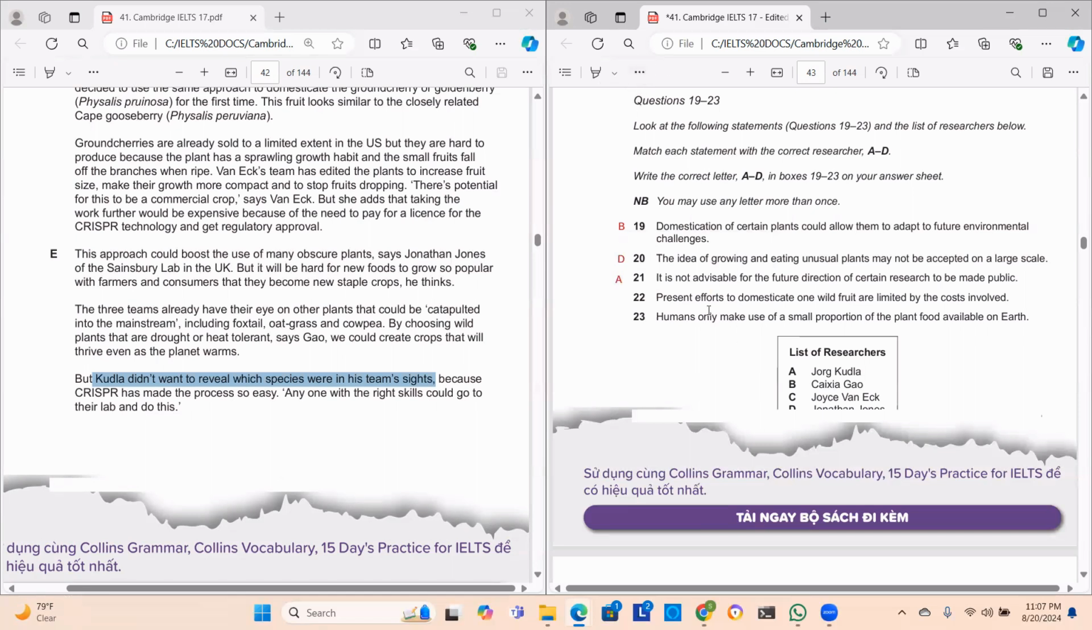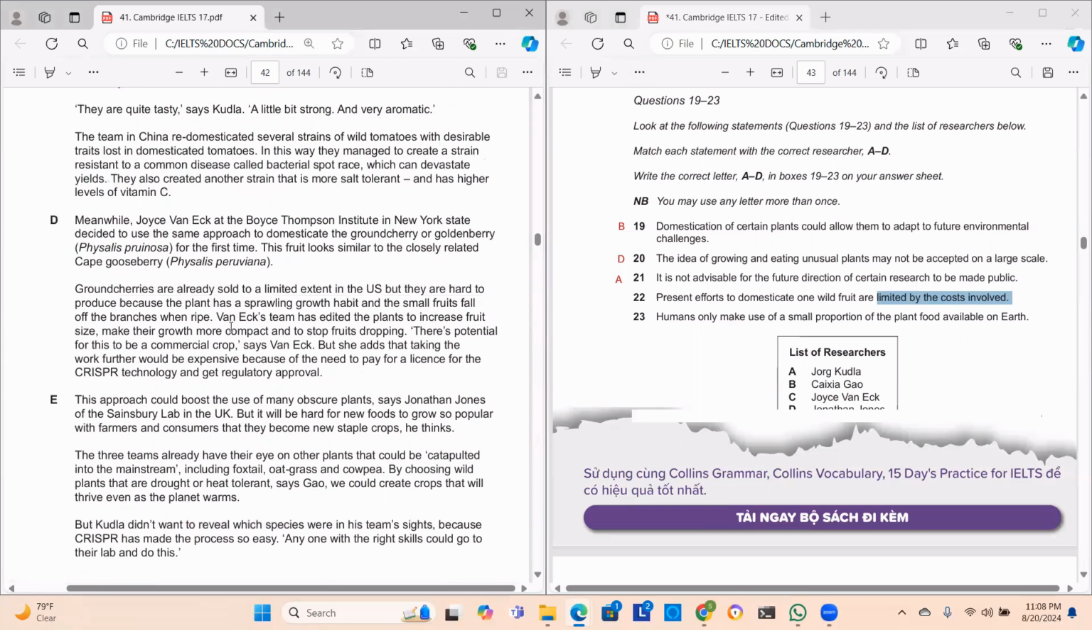Next, present efforts to domesticate one wild fruit are limited by the costs involved. Okay. Did we read anything about the costs involved somewhere? We read it, right? Who said that? I think this Van Eyck, right? There's potential for this to be a commercial crop. She adds that taking the work further would be expensive because of the need to pay for a license. Yes. Okay, so this is the cost involved. This is very expensive. That is it. That's why it is limited by the cost involved in present efforts, for the technology and to get regulatory approval, right? So here is your answer. So clearly, 22 should be Van Eyck, which is option number C, right?